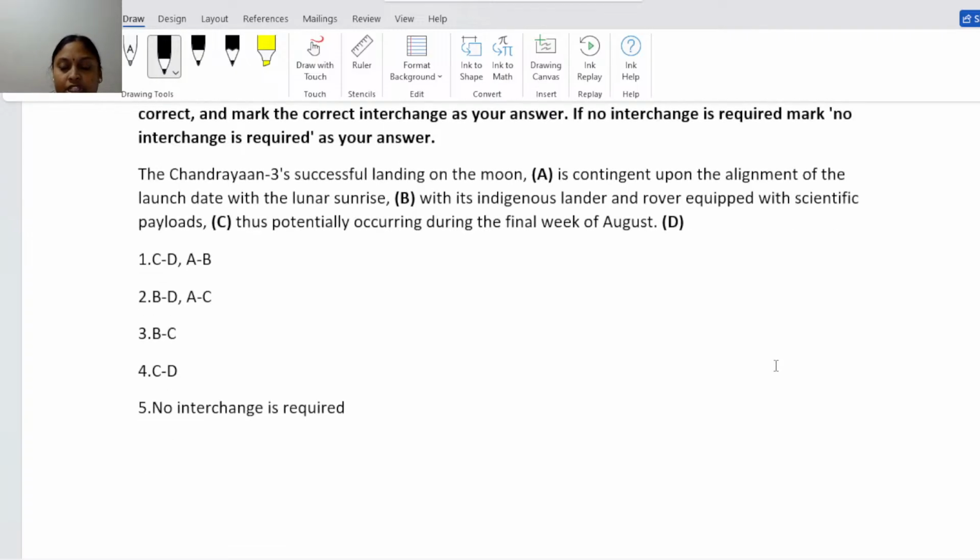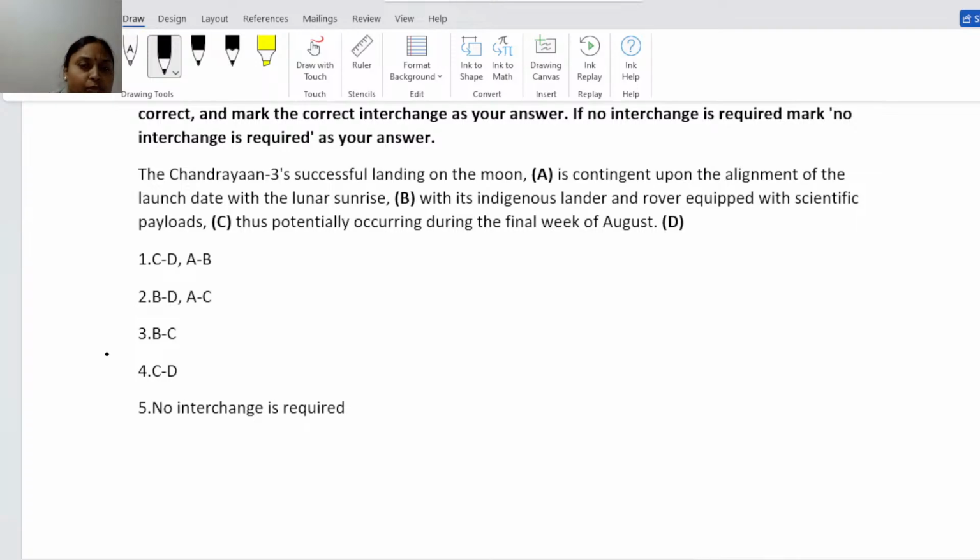Here also, the next question with the same pattern. Chandrayaan-3's successful landing on the moon. This is a statement. It is contingent upon alignment of the launch date with the lunar sunrise, with its indigenous lander and rover equipment with scientific payloads, thus potentially occurring during the final week of August.